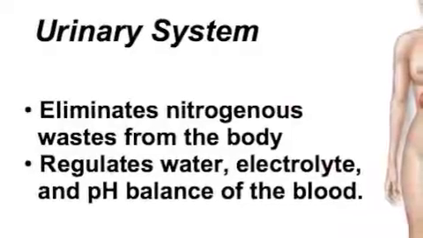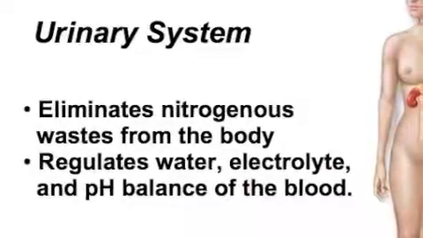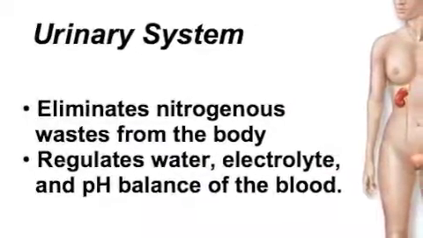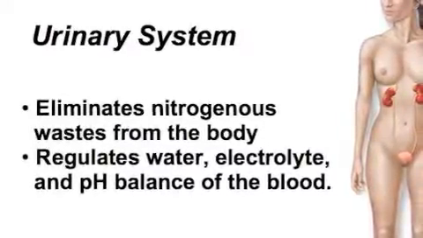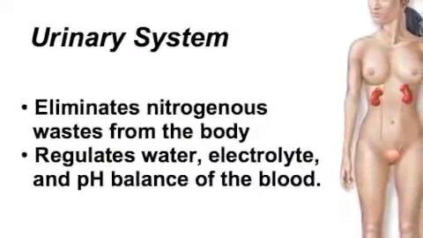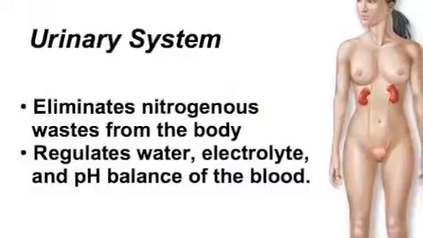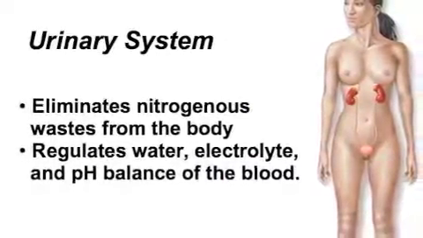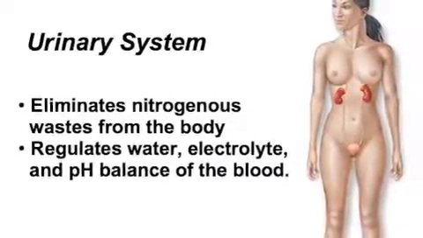The urinary system eliminates water-soluble waste from our body. It also eliminates water, so it regulates how much water is in our body. Because it regulates water, it also helps regulate blood pressure.